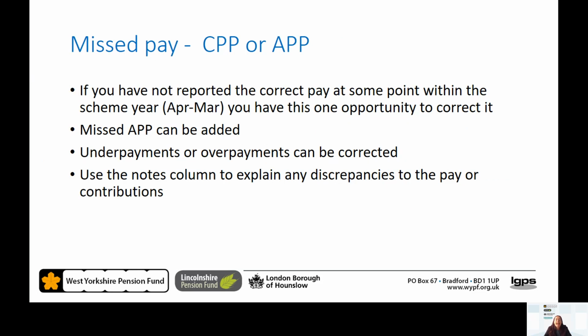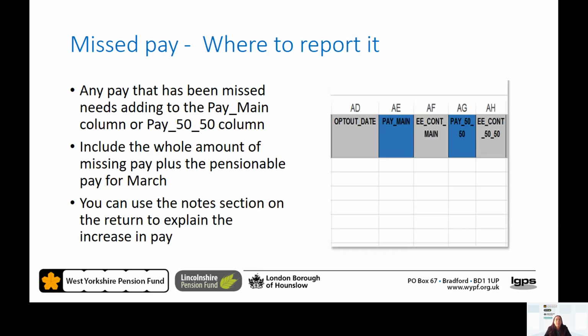So if you've missed any CPP, cumulative pensionable pay, or APP, assumed pensionable pay, within that scheme year, March is the last chance for you to report it. So if you've not reported the correct pay at some point within that scheme year, you have this one opportunity to correct it. Missed assumed pensionable pay can be added, underpayments or overpayments can be corrected, and you can use the notes column to explain any discrepancies to the pay or contributions.